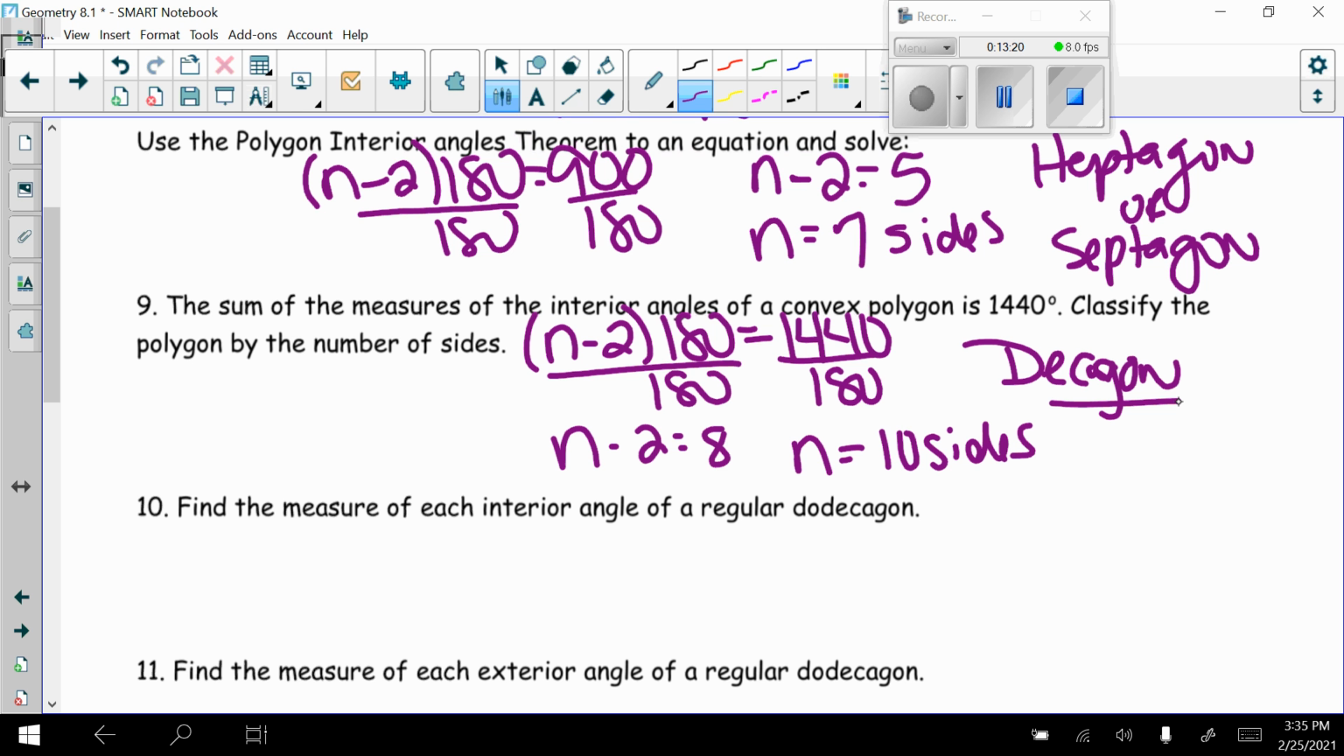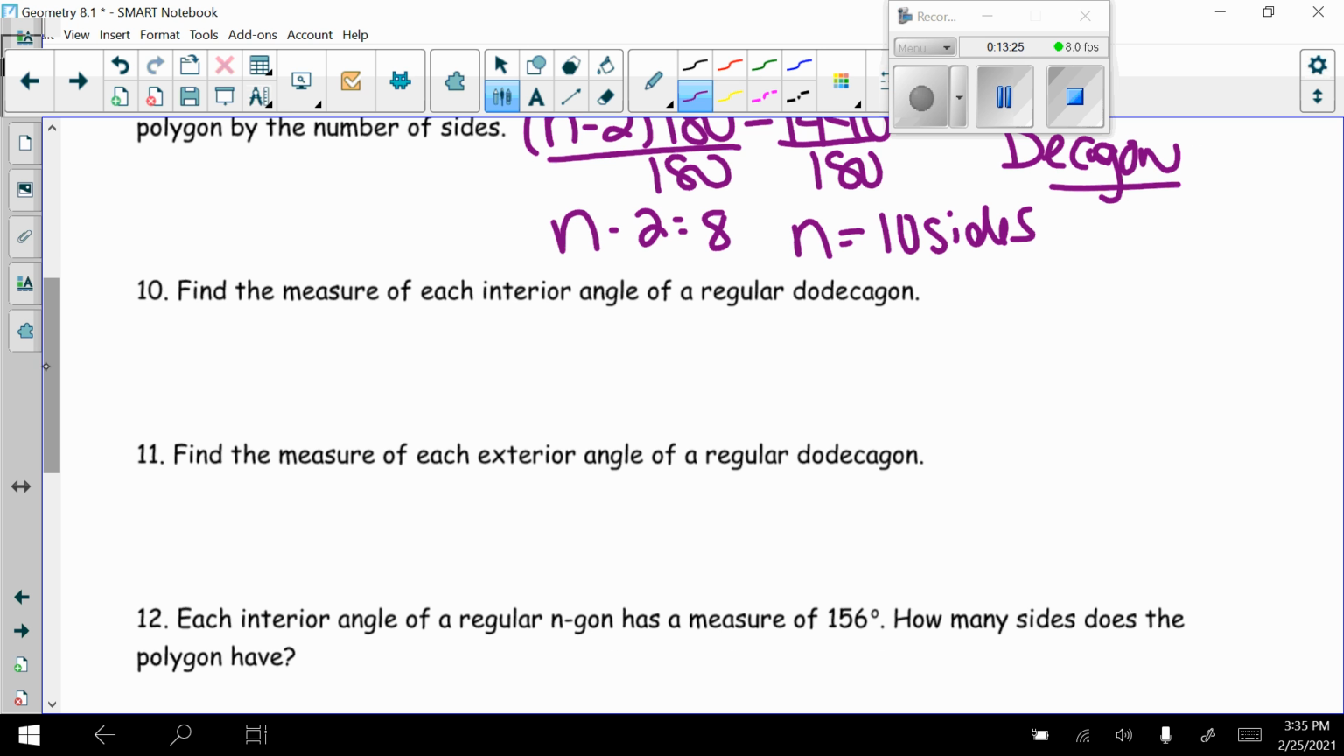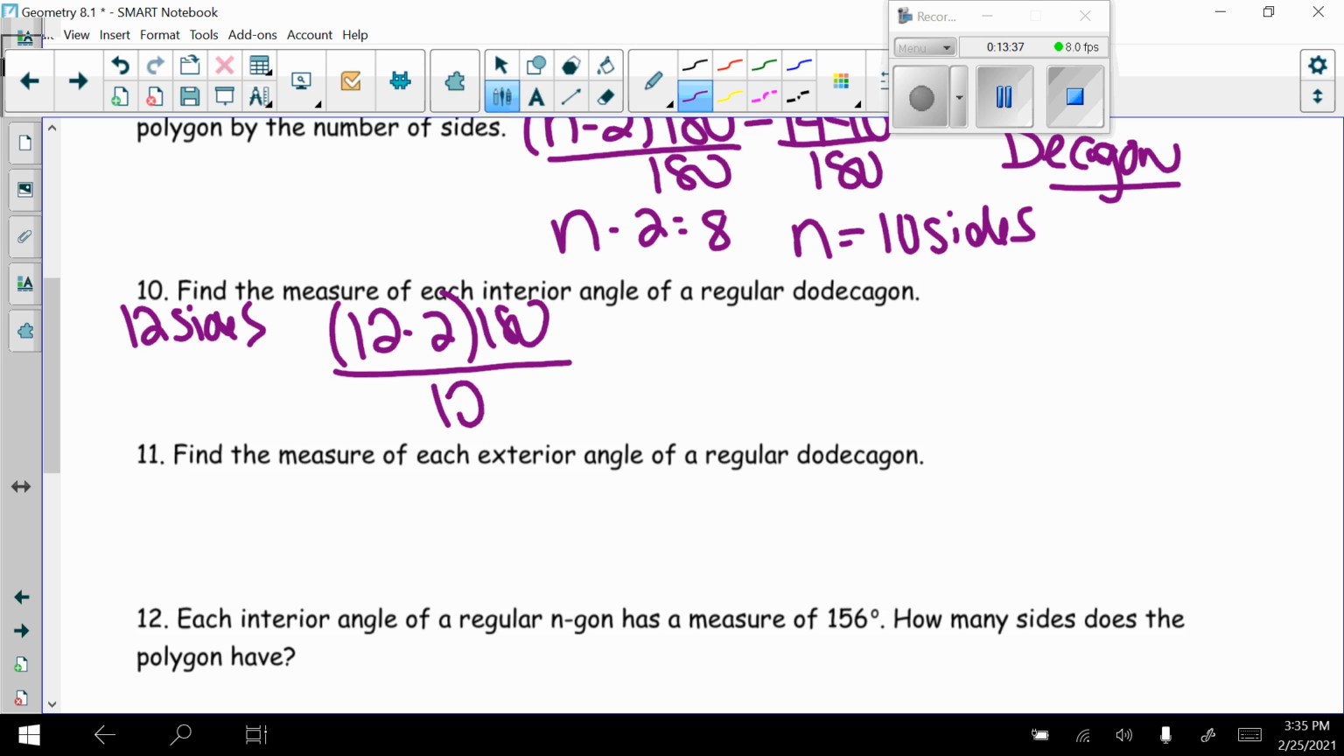Number 10, find the measure of each interior angle of a regular dodecagon. So this is where we do the n minus 2 times 180 divided by n. Dodecagon has 12 sides. So we're going to do 12 minus 2 times 180. Then we're going to divide that by 12. So 12 minus 2 is 10. 10 times 180, 1800. Divided by 12, 150 degrees.